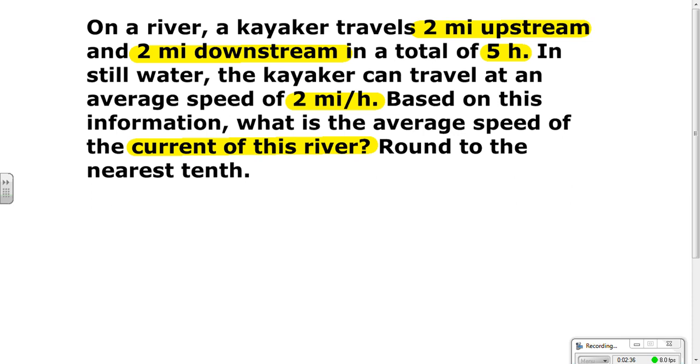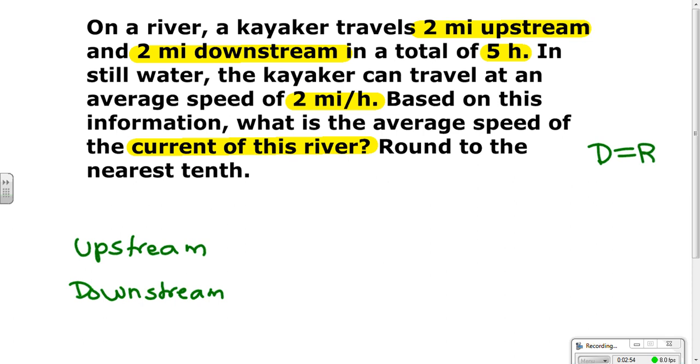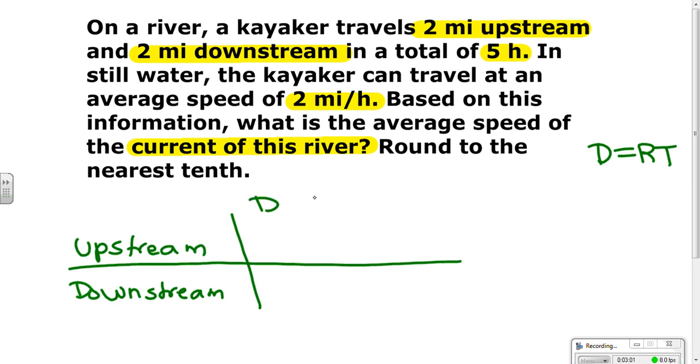All right, so this might look kind of complex, but we are going to break it down here. So we have upstream and we have downstream. Most of these motion problems are going to use distance equals rate times time. So I've got distance, I've got rate, and I've got time. Okay, so what do I know?